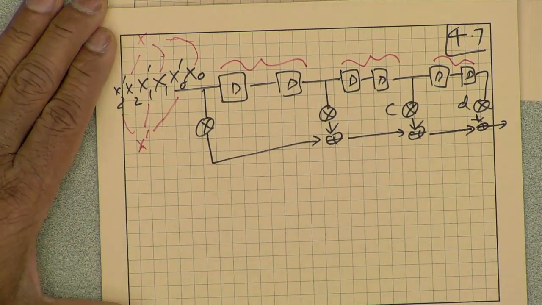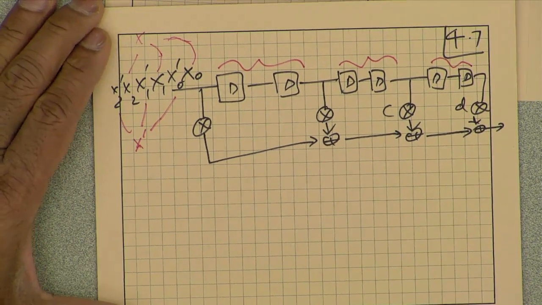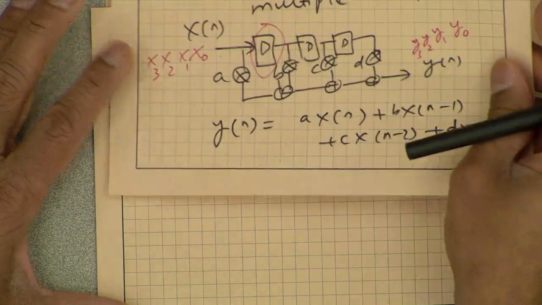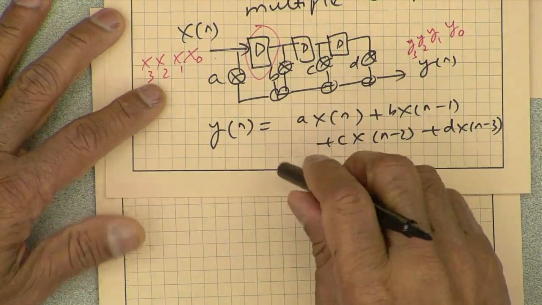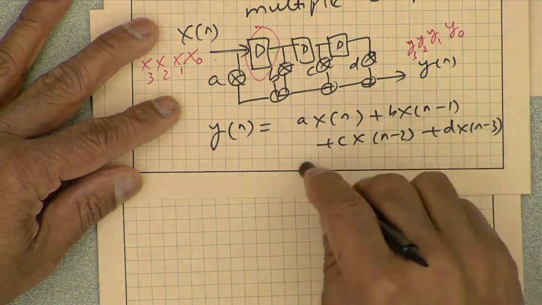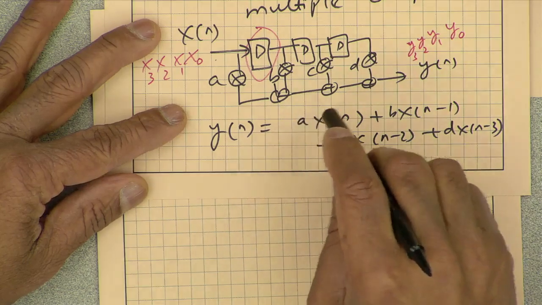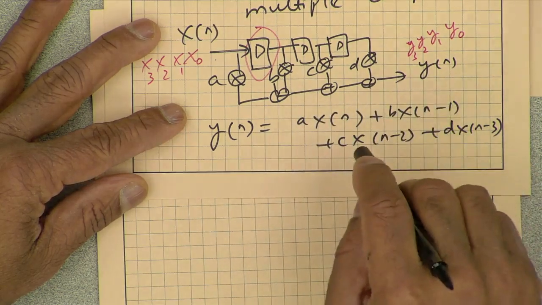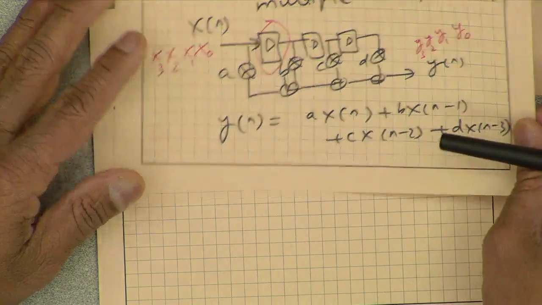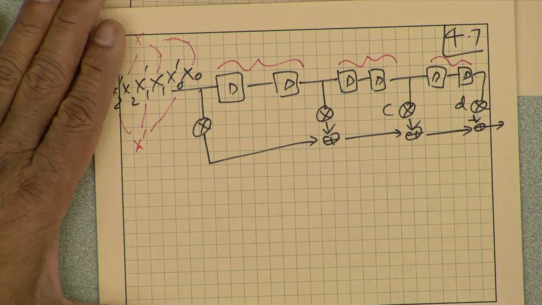What I want to convince you is that the output coming here is the exact same equation it should be computing. In other words, we should be computing y[n] = a x[n] + b x[n-1], etc., and y'[n] = a x'[n] + b x'[n-1] + c x'[n-2] + d x'[n-3]. Well, let's take a look and see what exactly is going on here.